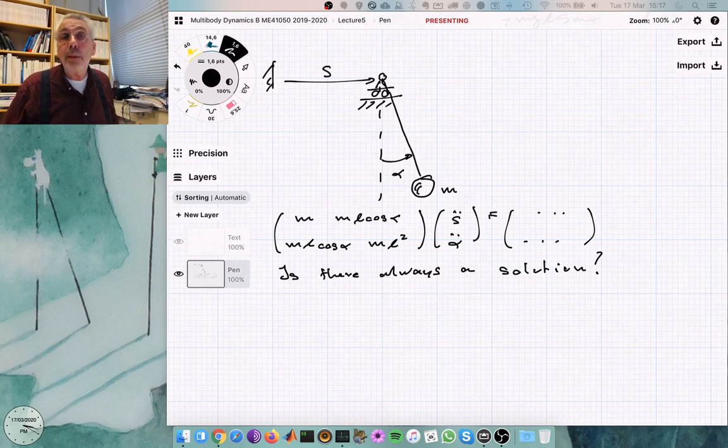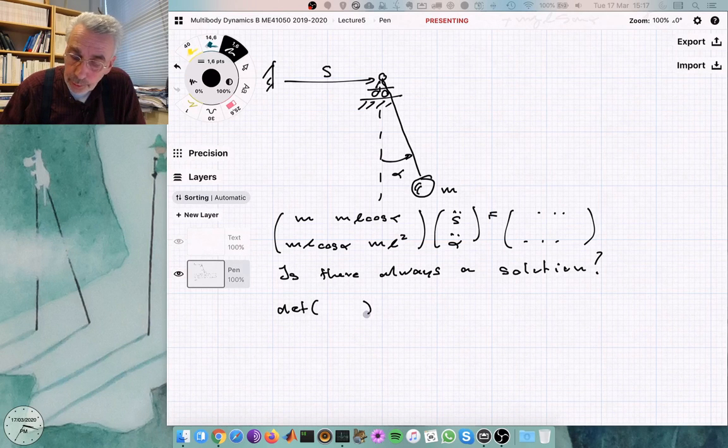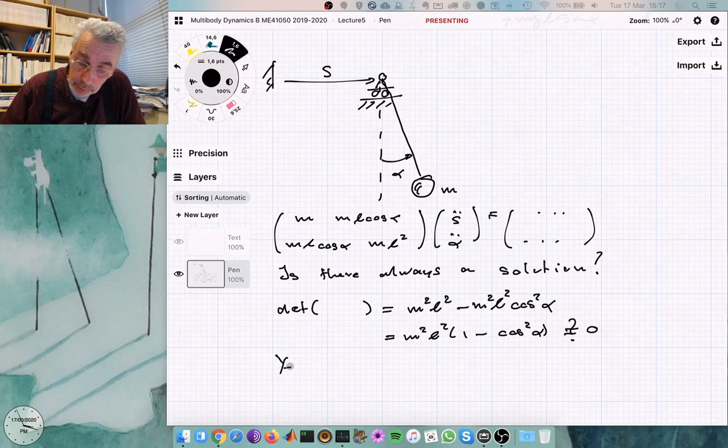Well, the only way to find out if there's a unique solution in terms of accelerations, in the case of linear equations, is that the determinant of the leading matrix should be non-zero. So let's look at the determinant of this leading matrix. That is m squared L squared minus m squared L squared cosine squared alpha, which we can write as m squared L squared times (1 minus cosine squared alpha). And the question is, can that ever be zero? And the answer is yes, unfortunately.